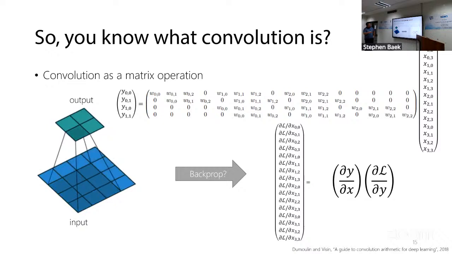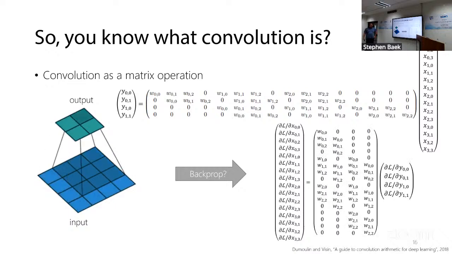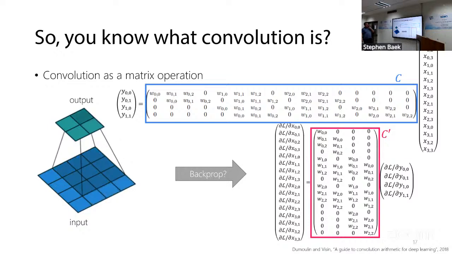Similarly, partial Y 0,0, partial X 0,1 is going to be simply this guy over here, W 0,1. And in the same way, we can basically calculate the Jacobian, partial Y, partial X. And if you do that calculation, you will realize the Jacobian is nothing more than the transpose of the original matrix over here. So if we call this entire thing a matrix C, then this guy over here is nothing more than the transpose of the original matrix C.